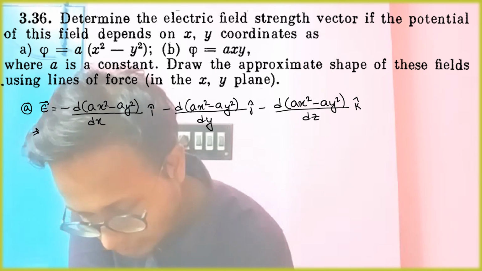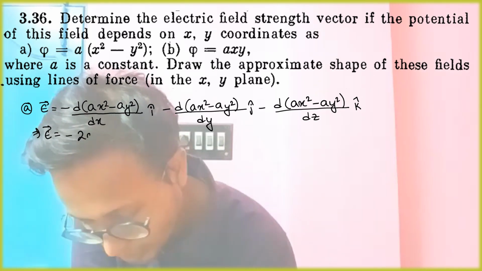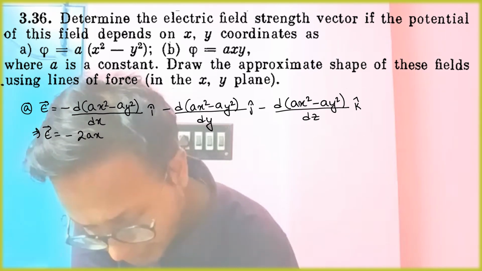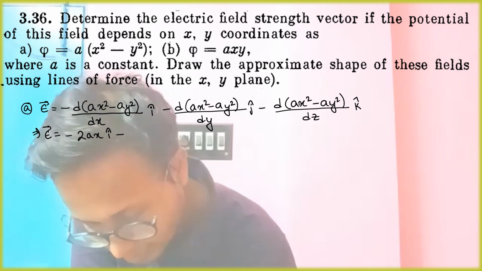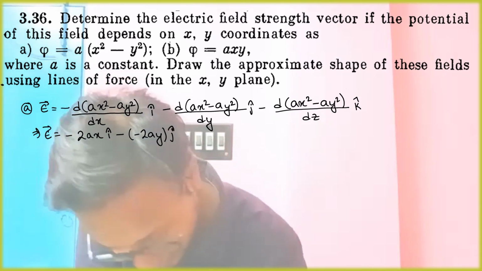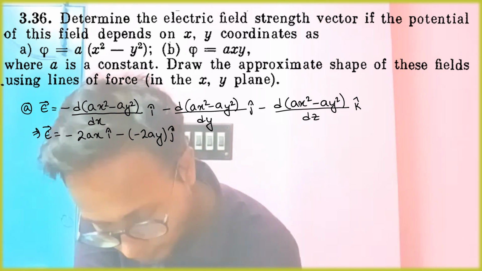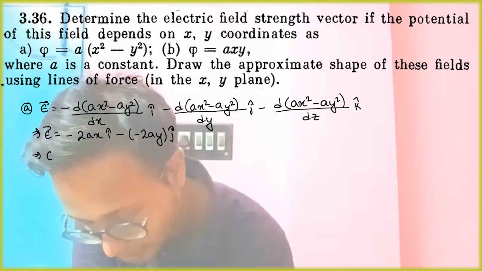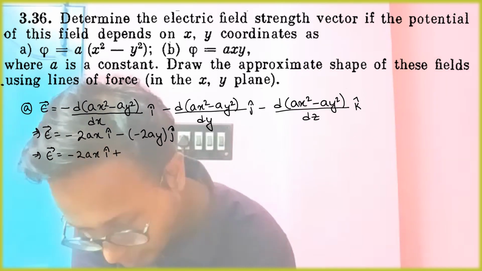So electric field out here would be nothing but minus 2ax, and y is treated as constant, i cap, minus, okay, minus 2ay j cap, and since there is no component of z in this equation, this entire term would become 0. So electric field is nothing but minus 2ax i cap plus 2ay j cap.